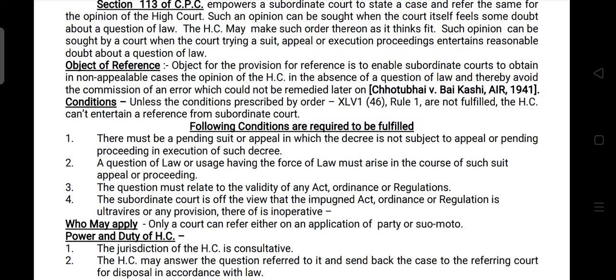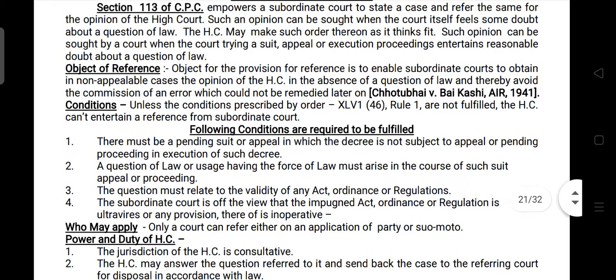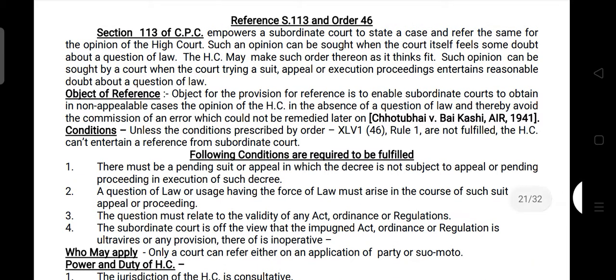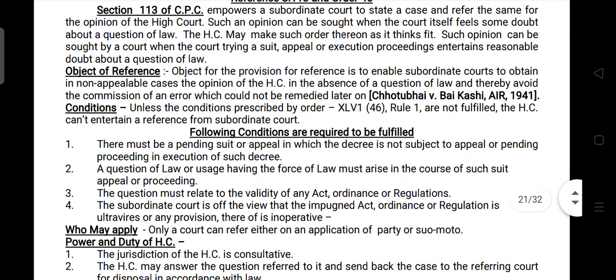The High Court may make such order thereon as it thinks fit on receiving the application from a subordinate court, and such an opinion can be sought by a court when the court trying a suit, appeal or execution proceeding entertains reasonable doubt about a question of law.